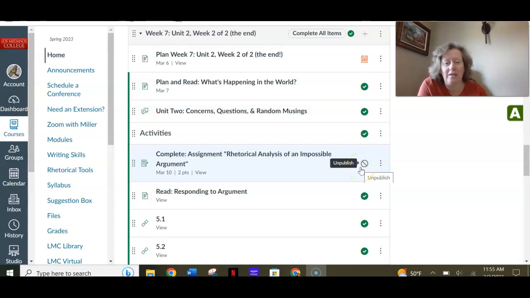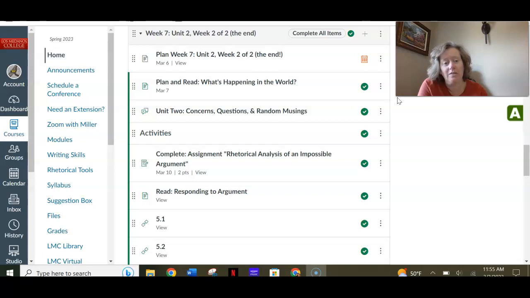We are in the second week of our second unit. And as I mentioned last week, this is a super short unit. It's only 2 weeks long, focused around the impossible argument of whether or not a hot dog is a sandwich. Now, we're going to go back into that discussion this week.